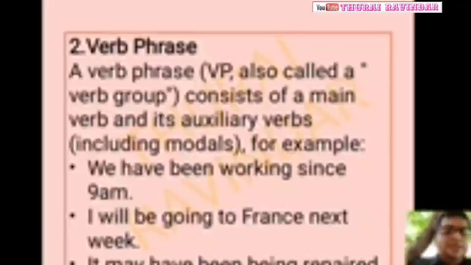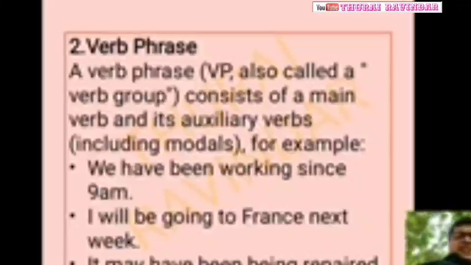And what is a verb phrase? Let us discuss what is a verb phrase. A verb phrase is also called a VP, or a verb group. It consists of a main verb and its auxiliary verbs also. For example, we have been working since 9 a.m.